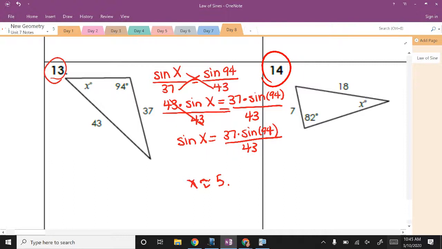Did y'all get approximately 59.1 degrees for number 13?